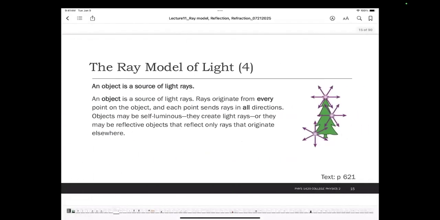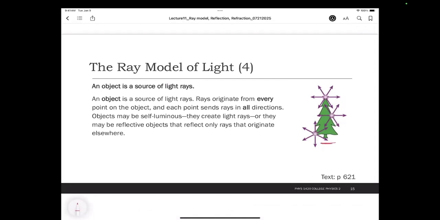An object is a source of light rays. Rays originate from every point on the object, and each point sends rays in all directions. Objects may be luminous, creating light rays, or they may be reflective objects that reflect only rays that originate elsewhere. For example, there is a tree.